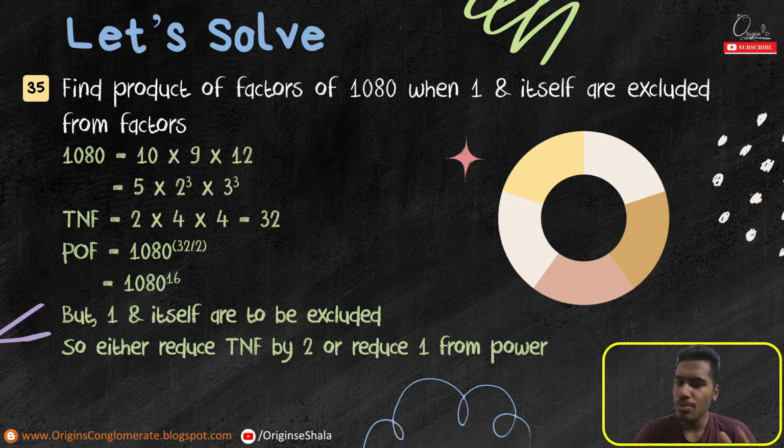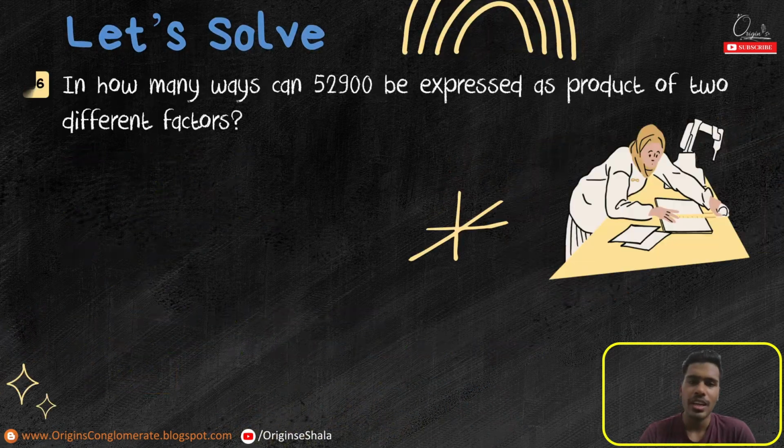Sometimes the factors that they provide in the condition may be different, then you will need to reduce the TNF, and sometimes it may just work. So here it is quite simple, 1080 raised to 15, that is going to be our answer. Moving on again with a bit of a different approach.